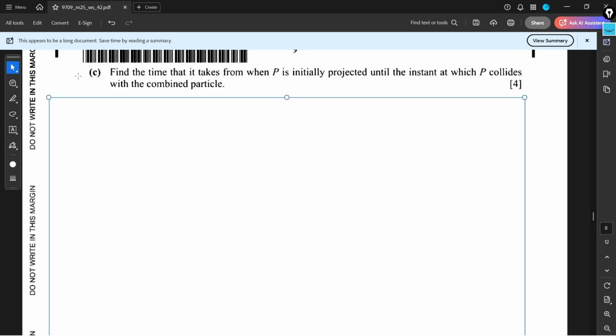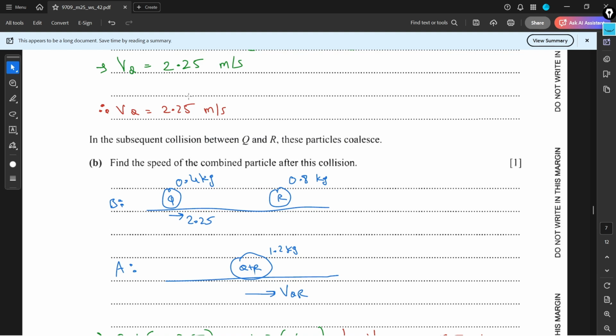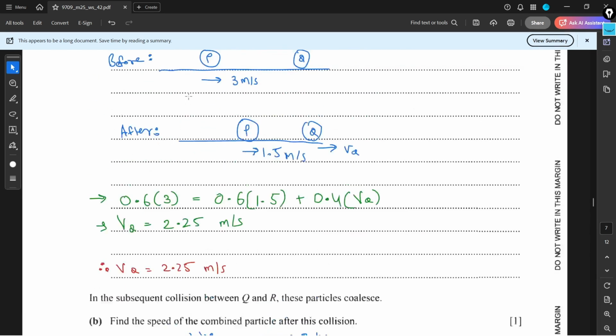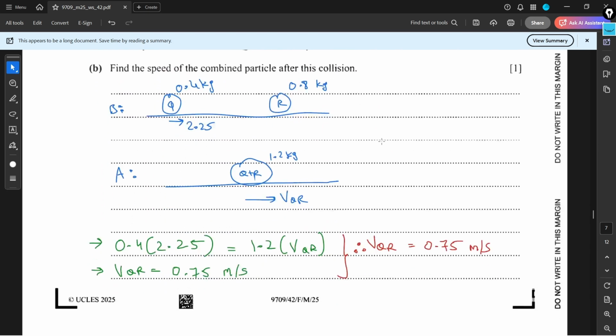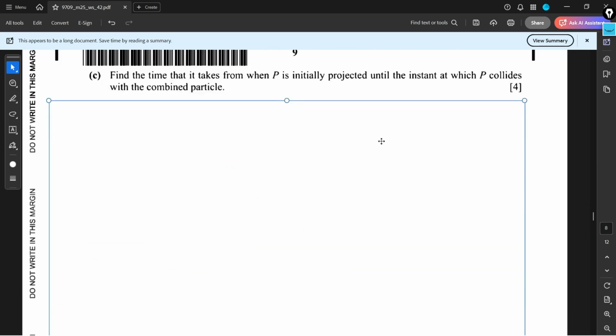Now for the final part of this question, we have to find the time it takes from the instant when P is initially projected until the instant at which P collides with the combined particle. Now over here, I am going to say that there are three different motions that are happening. The first motion is when P is going to collide with Q, and then when Q collides with R, and then P catches up and collides with the combined particle Q and R. If I am able to find out the time taken in all these three journeys, then I can simply add all of this time together to get the complete time for the entire motion.